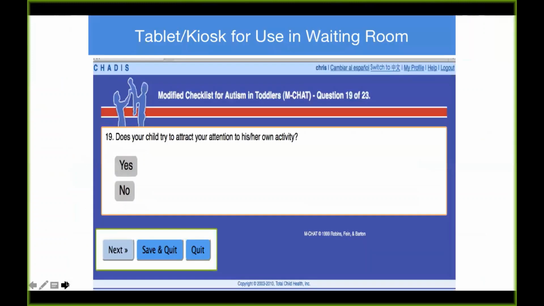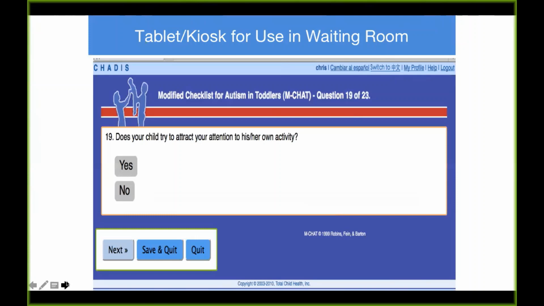And CHADIS can also be done in what we call kiosk mode, which is one question at a time. And they can touch those buttons, the yes and no buttons, with their finger. So that makes it easier for people who are not quite as facile with computers.